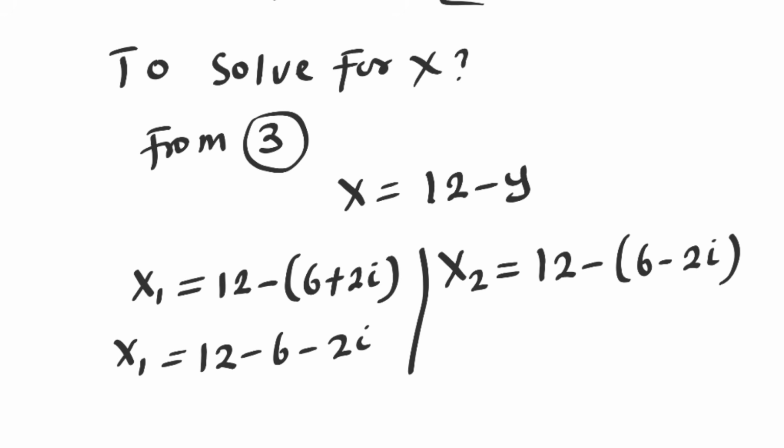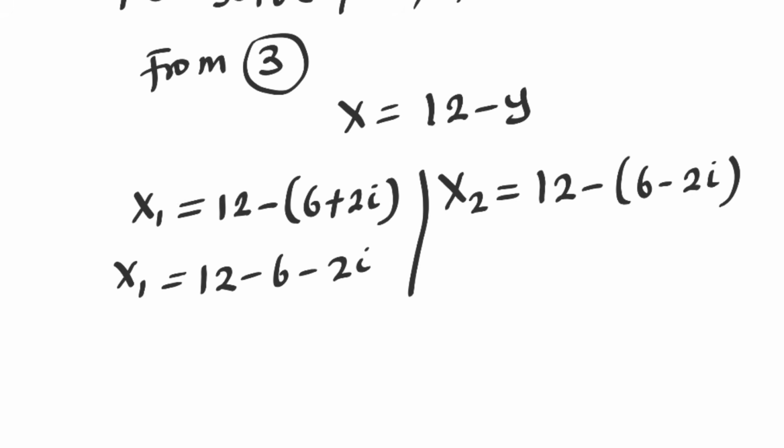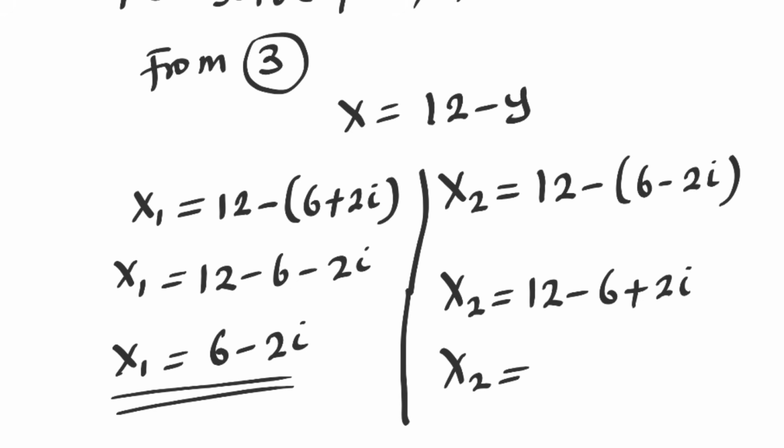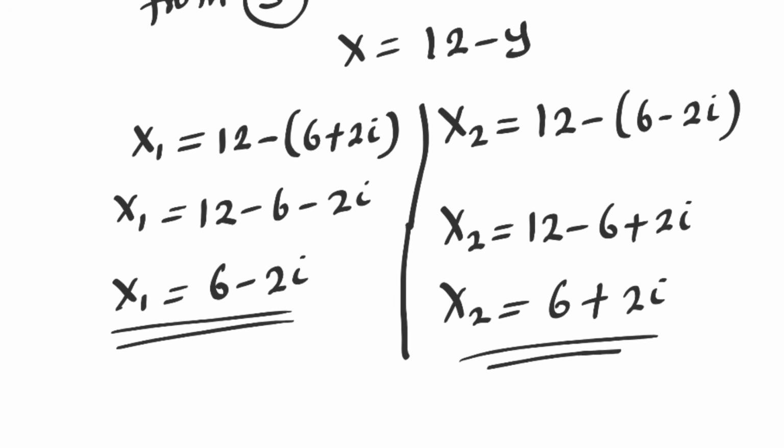Then from here we have x1 is equal to 12 minus 6 plus 2i. If you open the bracket with this negative, x1 is equal to 12 minus 6. This is 6 minus 2i. This is the value of x1. And x2 is equal to 12 minus 6 minus 2i. x2 is equal to 12 minus 6. This is 6 plus 2i. This is the value of x2.